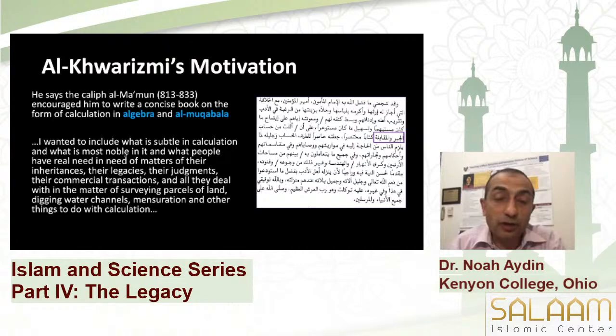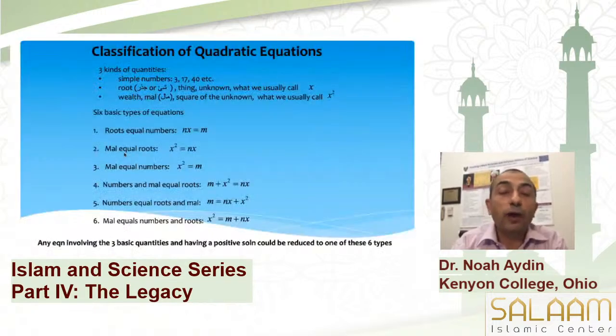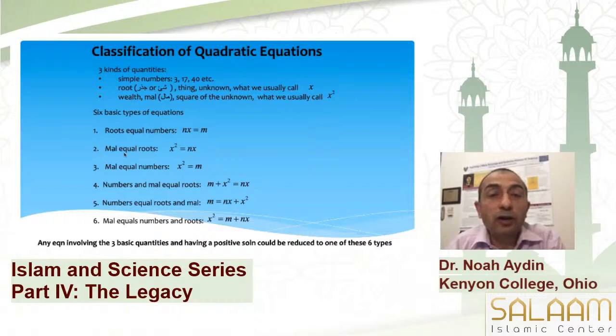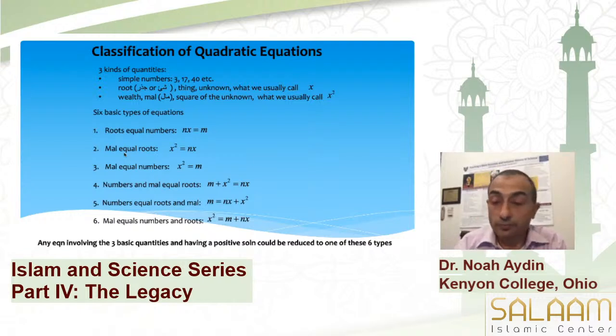From this description, it may sound like al-Khwarizmi was an applied mathematician. But when we actually look at what he did in his book, the main thing he did was the classification of quadratic equations. He classified quadratic equations into 6 types. However, he never used symbols in his algebra. He did everything in words. His book is purely prose.